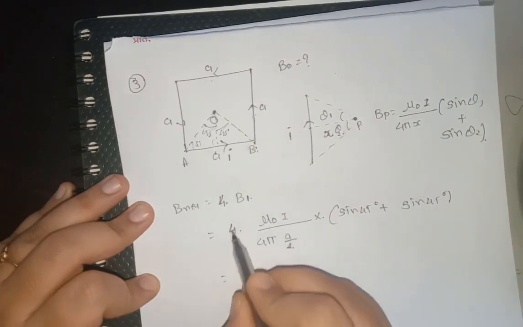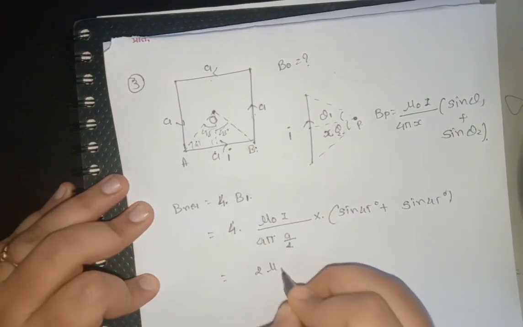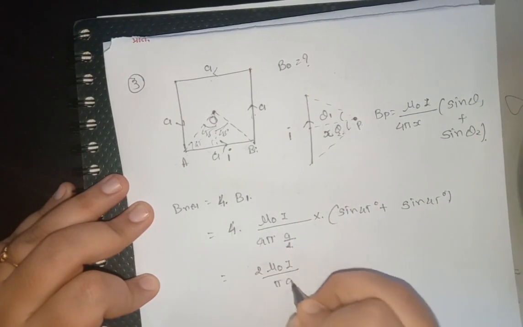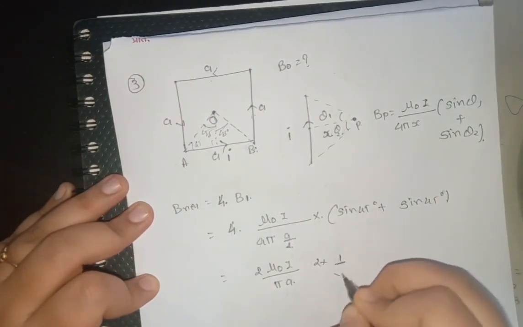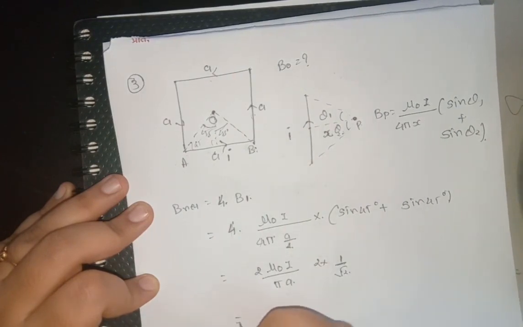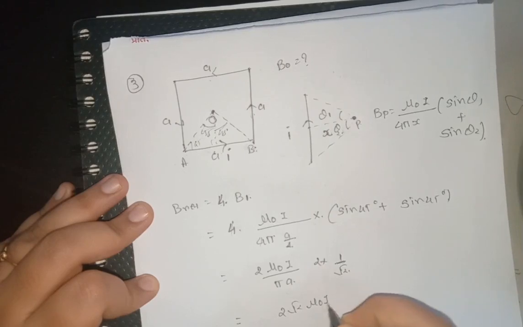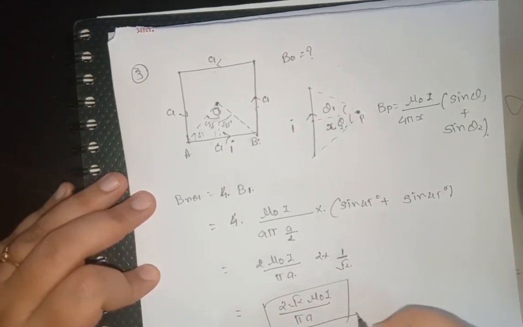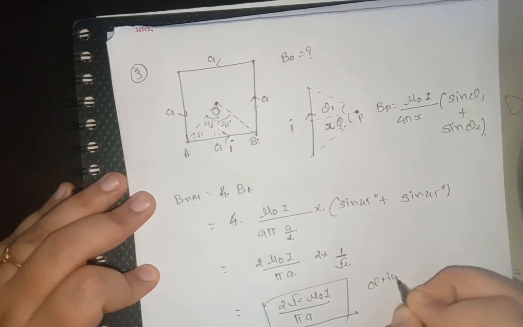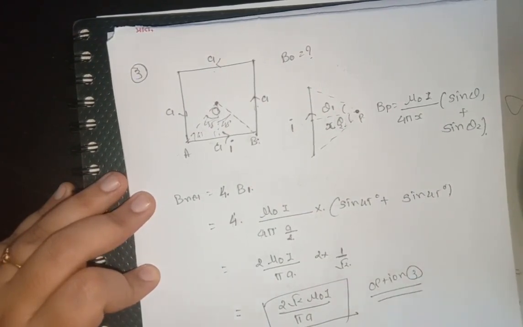So that will be 2 mu naught I upon pi a into 2 times sine 45, which is 1 by root 2. So B net will be 2 root 2 mu naught I divided by pi a. So option 3 is the correct option.